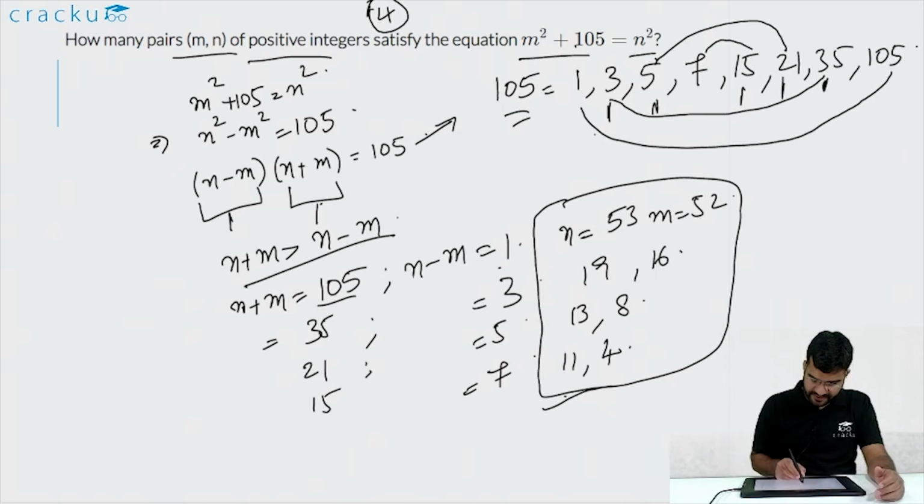The pairs are 105 and 1, 35 and 3, 21 and 5, and 15 and 7. For each one of them, you will be able to find a value of n and a value of m such that n square is equal to m square plus 105. So in this case, the correct answer is 4.